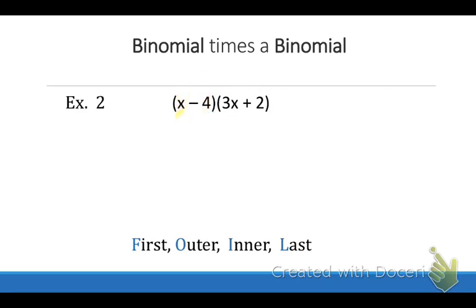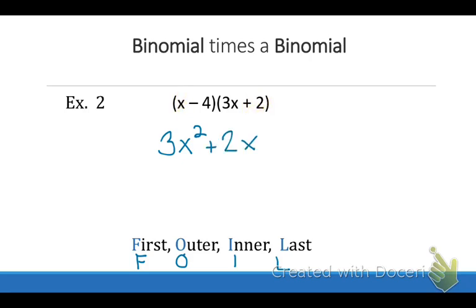Now, one of the acronyms or mnemonic devices that teachers use is FOIL. First, outer, inner, last is what FOIL stands for, and it just helps you remember that you're making 4 multiplications. So the product of the first would be x and the 3x. Multiplying those together will give you 3x to the 2nd power. Then I do my outer terms, which would be x times 2, the ones that are furthest from each other, which gives you plus 2x.